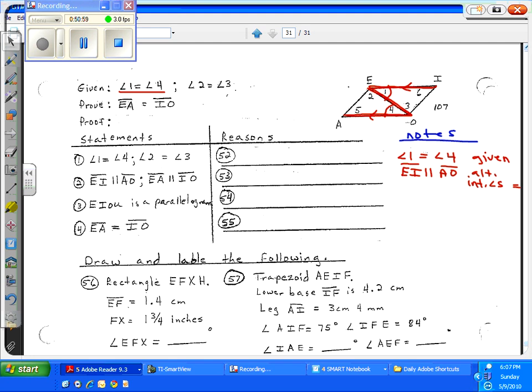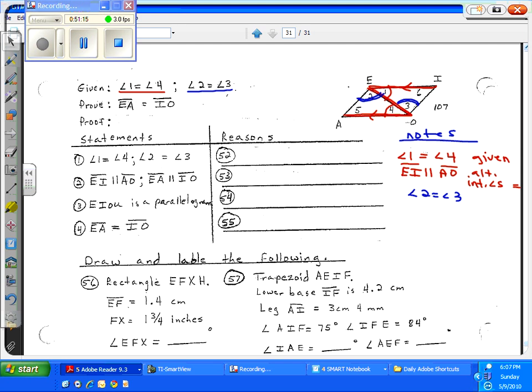I'm going to go to the next given statement. It says angle 2 is equal to angle 3. So we're going to mark that angle 2 is equal to angle 3. And we're going to write down that because that's what we marked in the diagram.